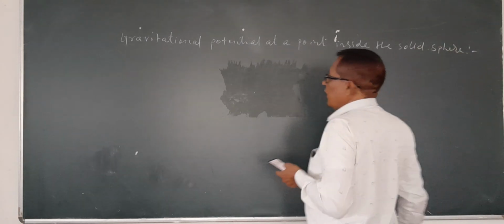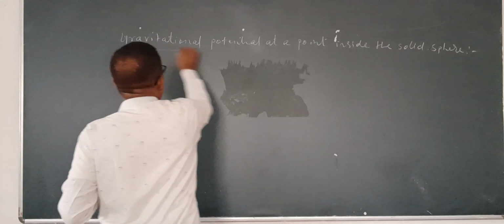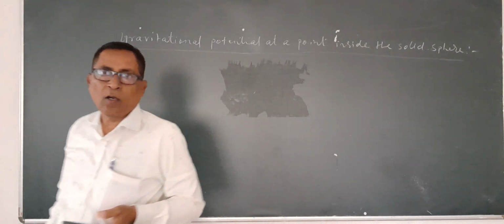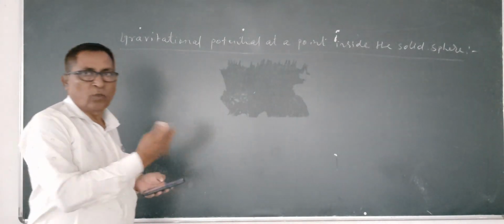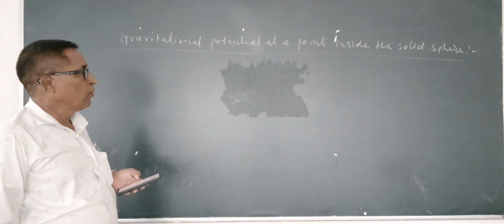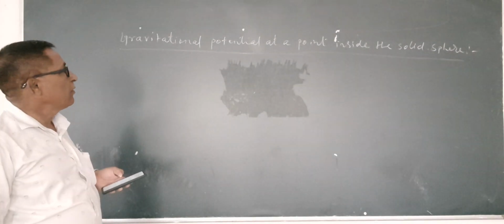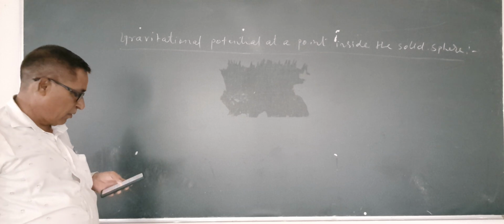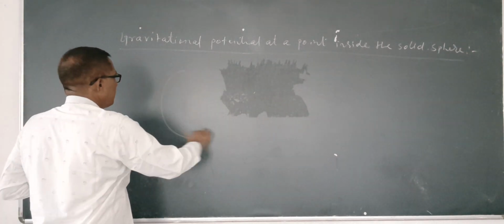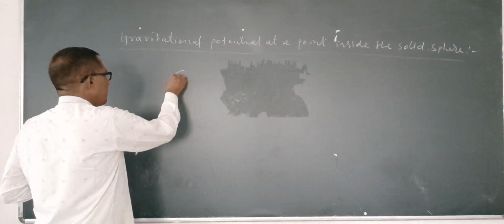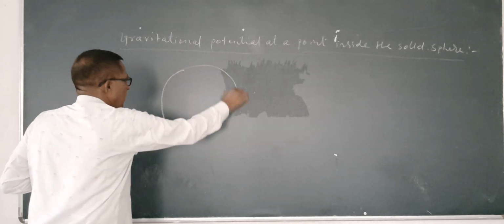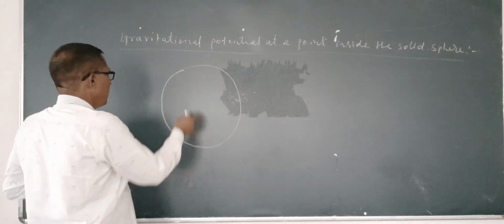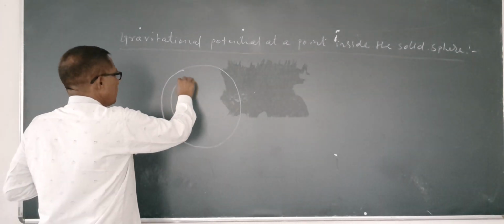Already we have calculated the potential on a particle which is located outside the sphere. Now we are calculating the gravitational potential at a point inside the sphere. For that, we will consider a sphere, which is made up of hollow spheres, that can be shown like this.